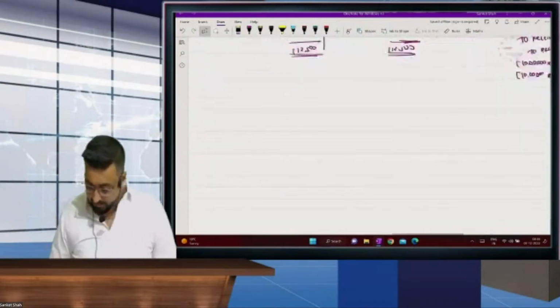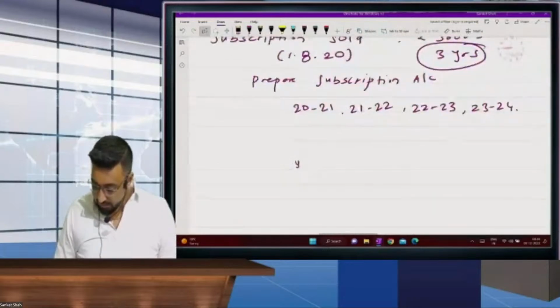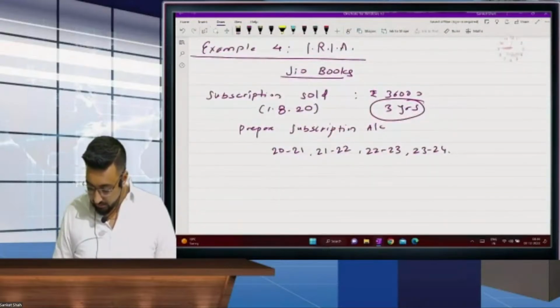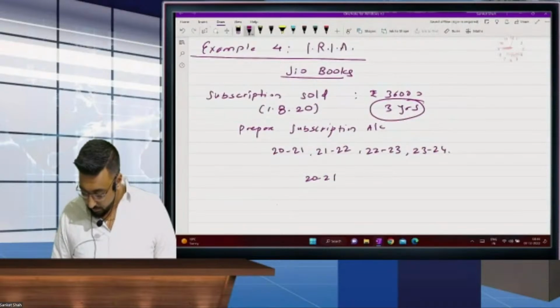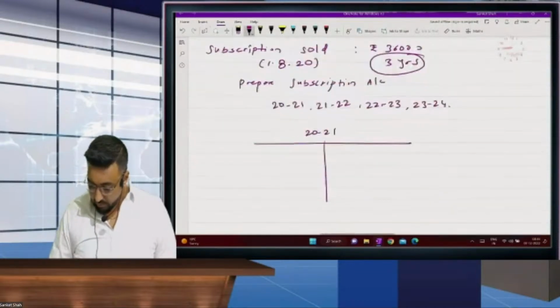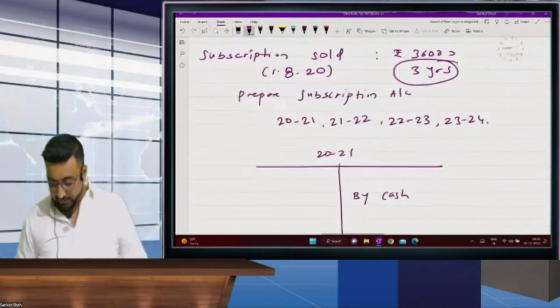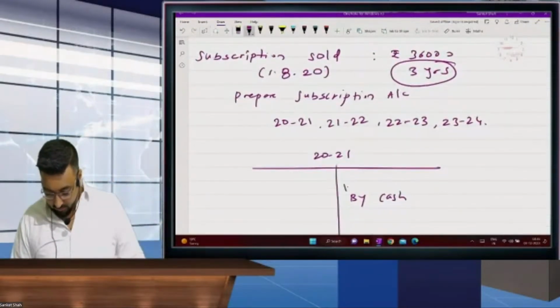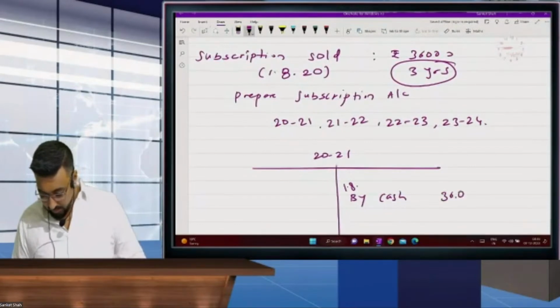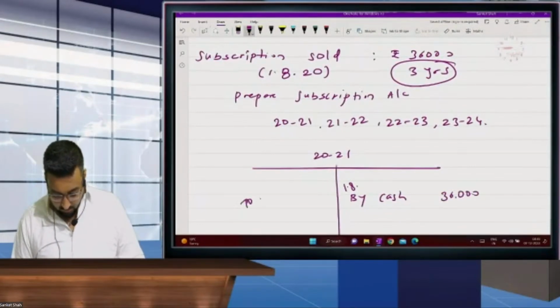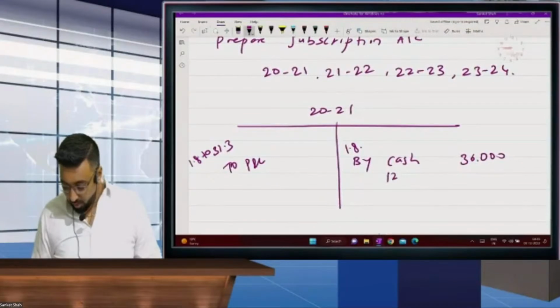चलो, एंड लास्ट एग्जांपल था सब्सक्रिप्शन रिसीव्ड इन एडवांस. It's very easy. 2021, by cash 36,000. 1st August to 31st March. So you received it for 36 months.